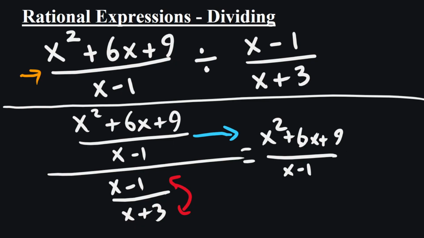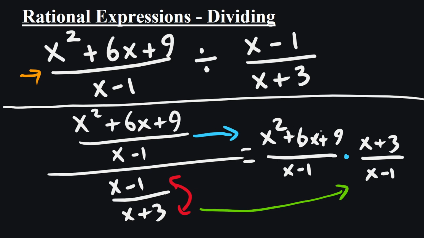We change this to a multiplication problem, so times, and we take the reciprocal and move it over here. What's the reciprocal of this denominator? It is x plus 3 over x minus 1. And there we go. That gets us to the same spot, and then we can continue multiplying and simplifying until we get to our final answer.